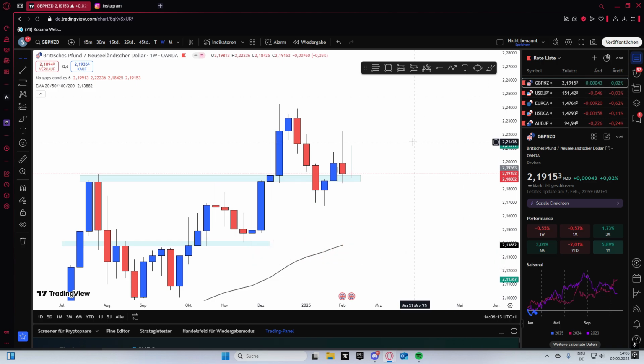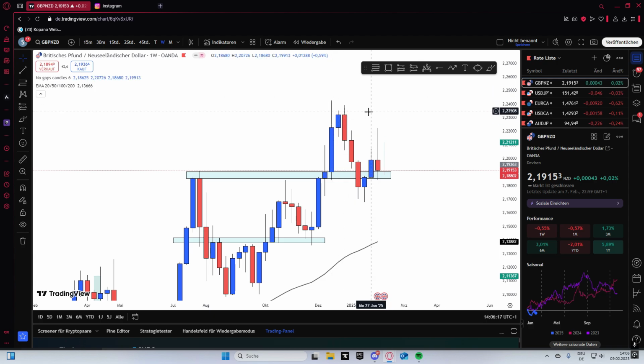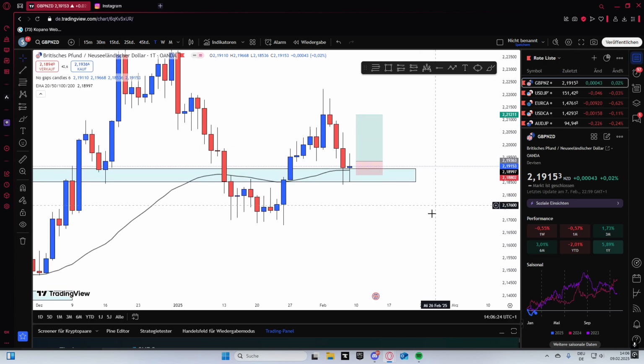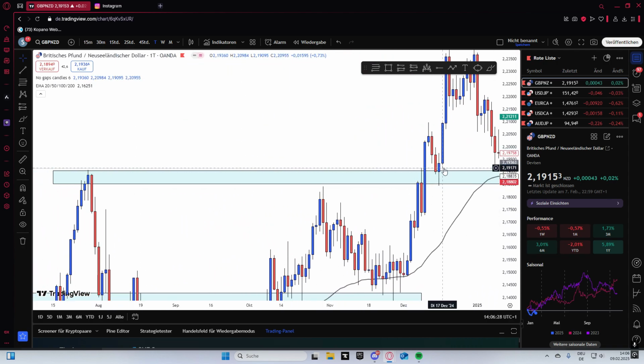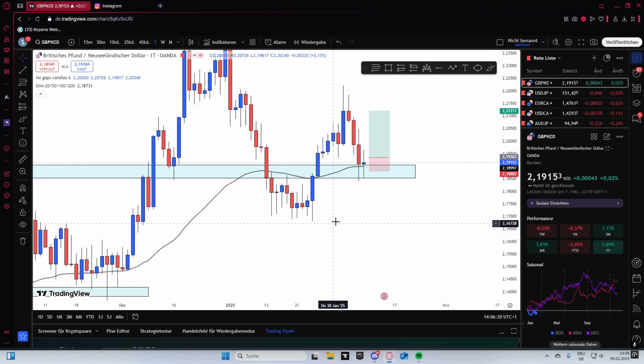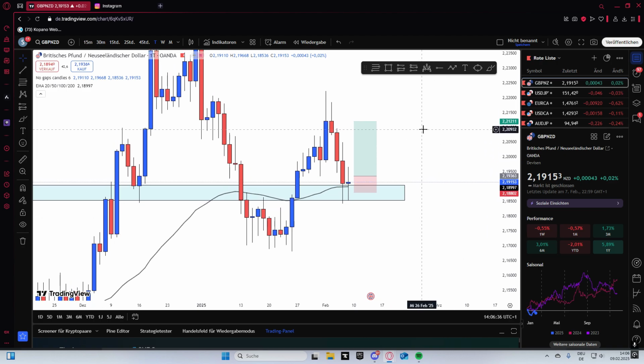My first pair is GBP/NZD. We can see on the weekly we are bullish and we kind of retested the last structure. On the daily we have a little area of interest with 1, 2, 3 touches. We also have the daily EMA and the daily rejection candle, so we can see the daily slows down.